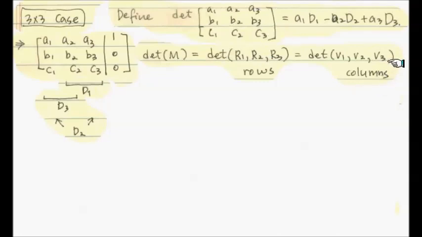Or you can look at this as columns. So V1 stands for the first column, a1, b1, c1. So that's a column vector and that's a row vector. And V2 is the second column here, that's a column vector. So we can look at this as a three variable, scalar valued function.